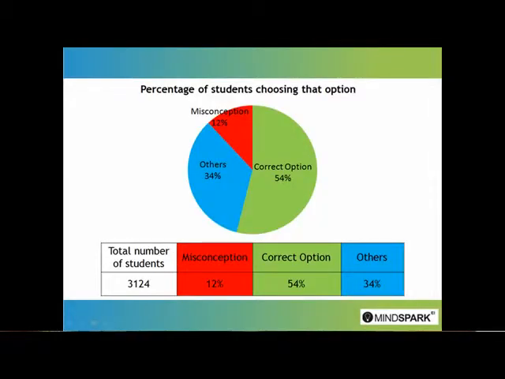Let us look at the performance data of these questions in brief. Around 12% of the students are saying that 45 is the LCM of 3 and 15. They are simply multiplying both the given numbers and are not being able to apply the concept of LCM properly. This pie chart visually represents the data.